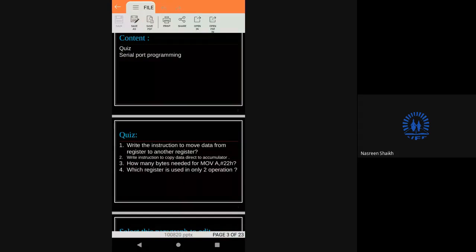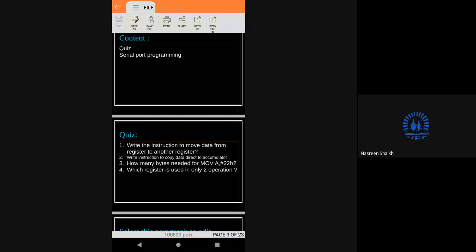I will also read the questions. Write the instruction to move the data from one register to another register. That is the first question. The second question is: write an instruction to copy the data directly to the accumulator. What instructions will be there?